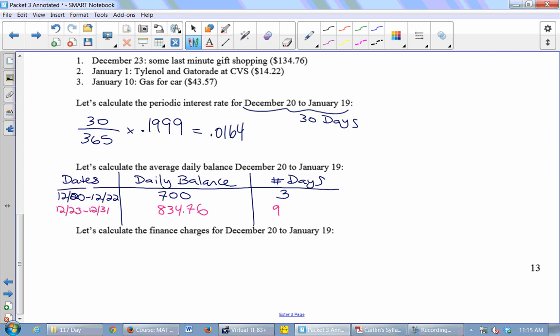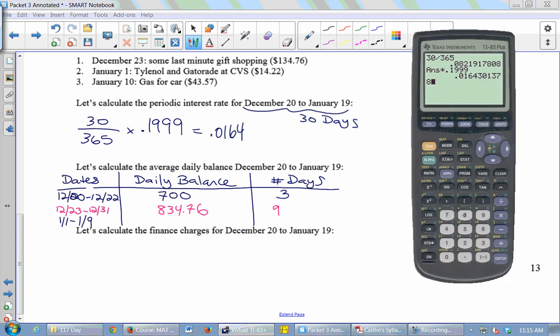All right, and then on the 1st, I made another purchase, so 1/1 until 1/9. My balance goes up a little bit. I have to add $14.22 to my previous balance, this $834.76 plus $14.22. I get $848.98. And how many days was that? January 1st to January 9th? It started on the 1st. 1st, 2nd, 3rd, 4th, 5th, 6th, 7th, 8th, 9th. 9 days with that balance.